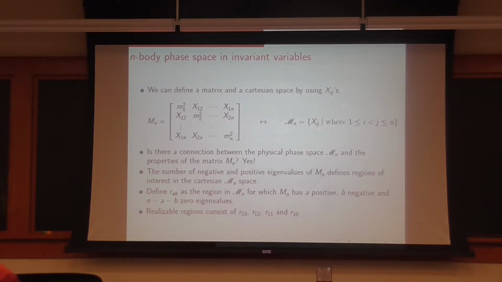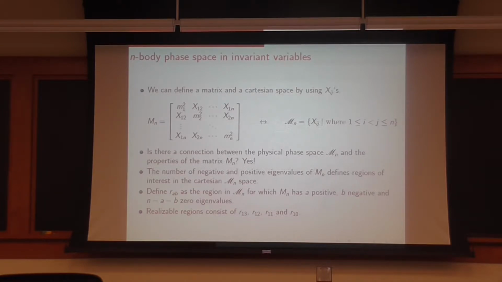Now, starting with these x_ij's, we can do two things. We can define a matrix, right? That's sometimes called a Gram determinant. Each term is p_i dot p_j here. And we can also define a Cartesian space by using these variables. And there's a connection between these two, a connection of defining the phase space in this Cartesian space by looking at this matrix over there.